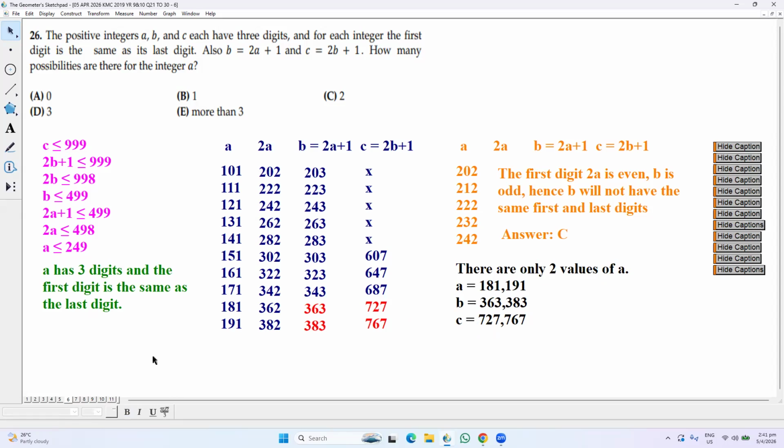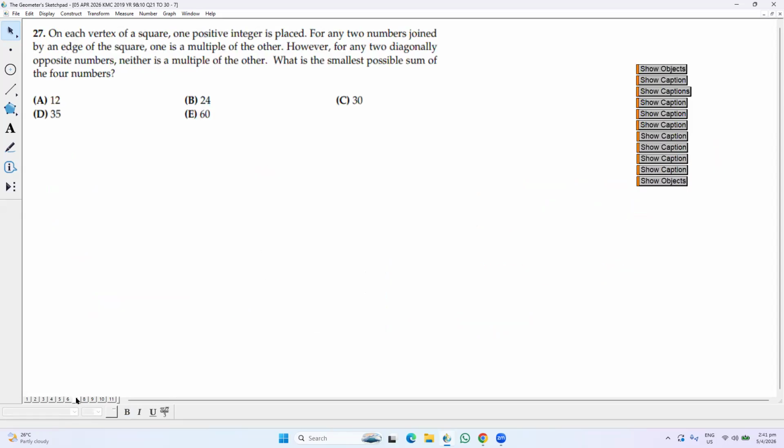Okay, next question. On each vertex of a square, one positive integer is fixed. For any two numbers joined by an edge of the square, one is a multiple of the other. Okay, if joined, then one is a multiple of the other. However, for any two diagonally opposite, neither is a multiple of the other. What is the smallest possible sum of the four numbers?